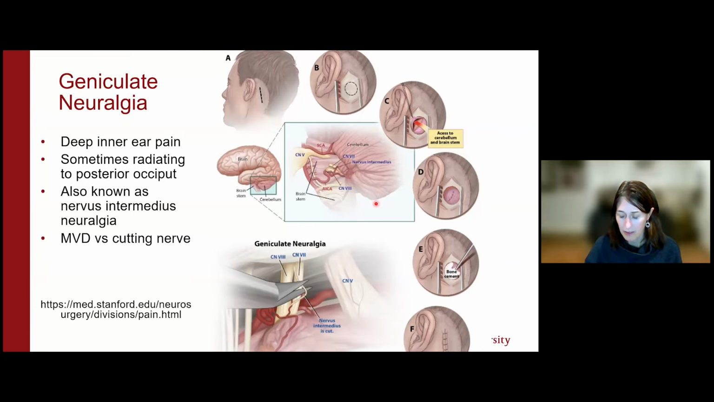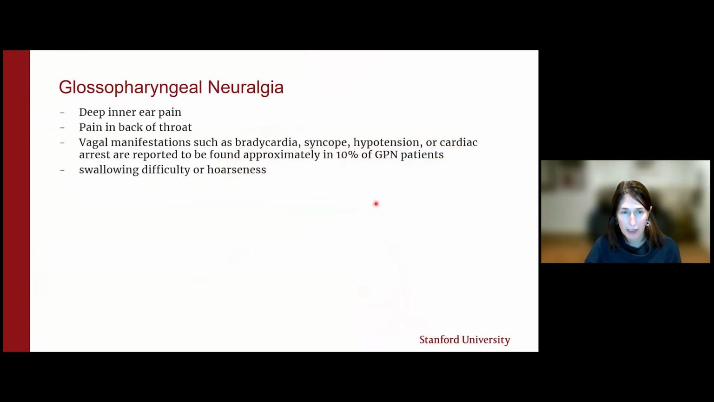And actually, I'm going to come right back, but let's go to glossopharyngeal neuralgia. Glossopharyngeal neuralgia is characterized by a deep inner ear pain and a pain at the back of the throat. And sometimes it can also cause vagal neuralgia, because those two nerves are very close to each other as they enter into the brainstem, and that can cause slow heart rate, sometimes passing out, low blood pressure, and sometimes some swallowing difficulty and some hoarseness.